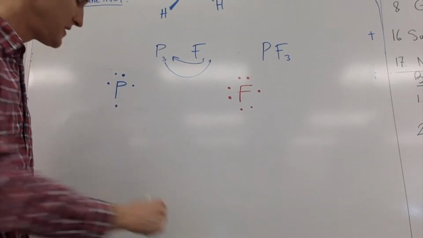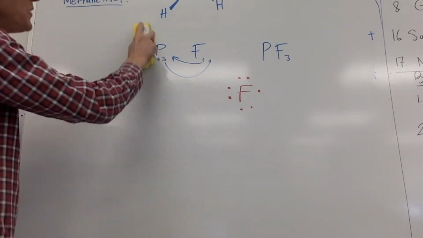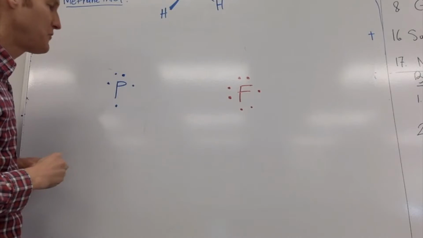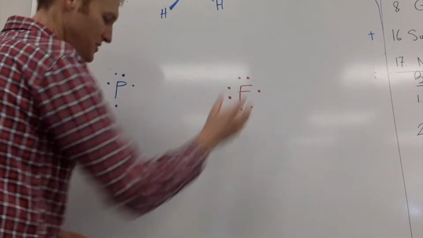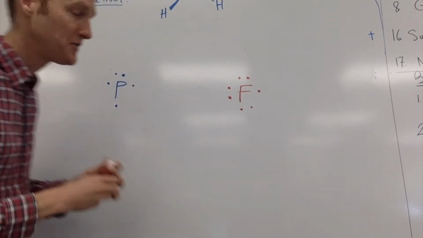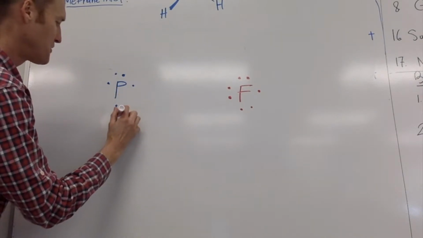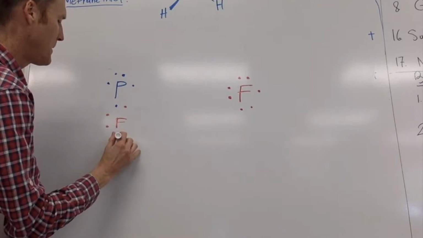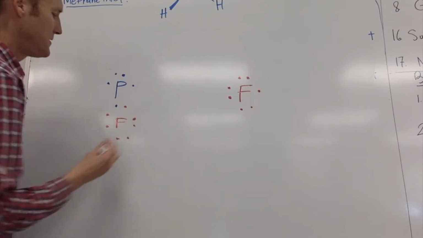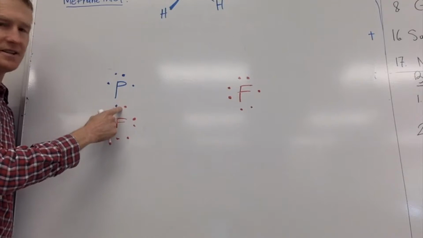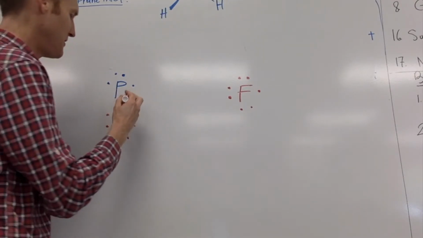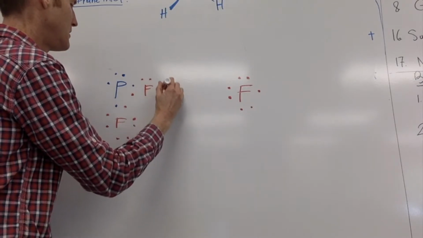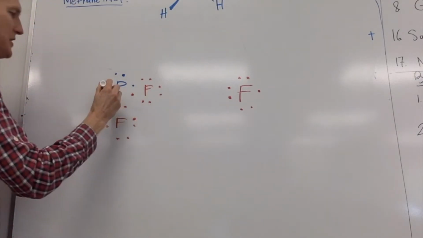What does that look like? How can we display that? How can we represent the molecule? I'm going to draw fluorines in red and phosphorus in blue. In other words, take my fluorine and put them over here on the phosphorus. Here's a fluorine down here, satisfying this electron needing to be part of a pair. Here's a fluorine here. And here's one right here.